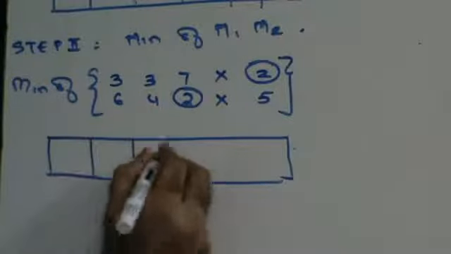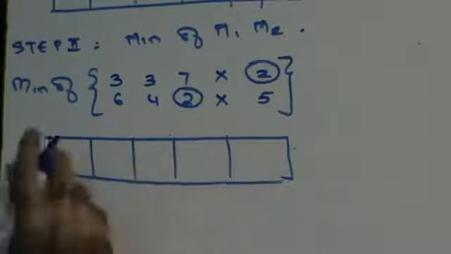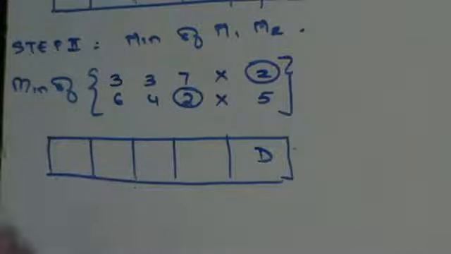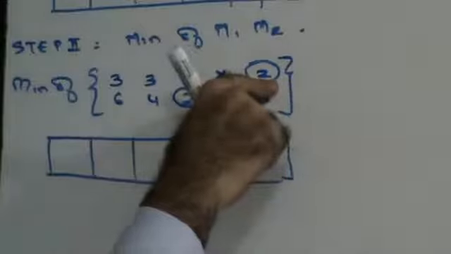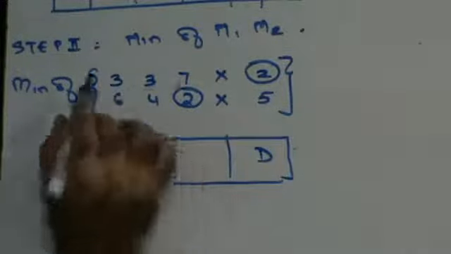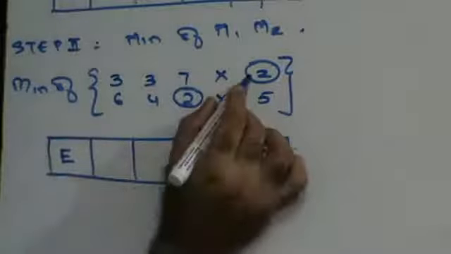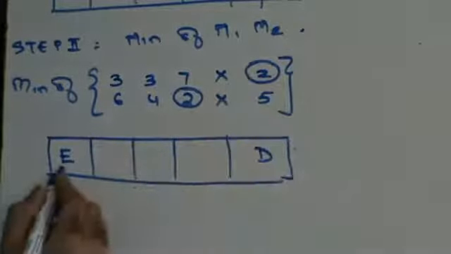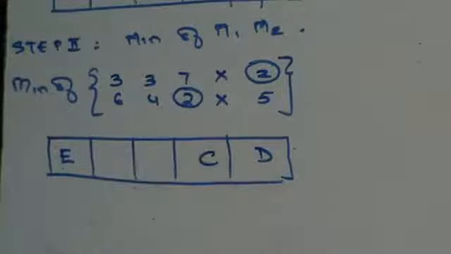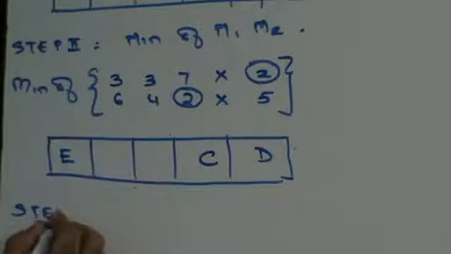You need 5 columns: 1, 2, 3, 4, 5, out of which you already have a D here. In the first row the minimum element is in E, so you write it right in the beginning. In the second row the minimum element is in C, so you write it here. Next, step 3.